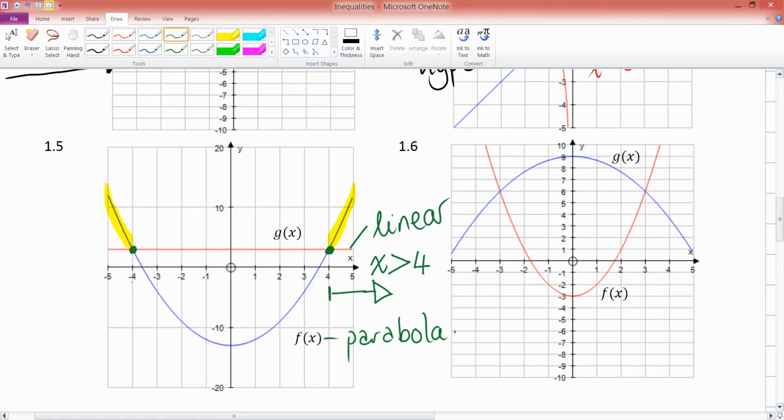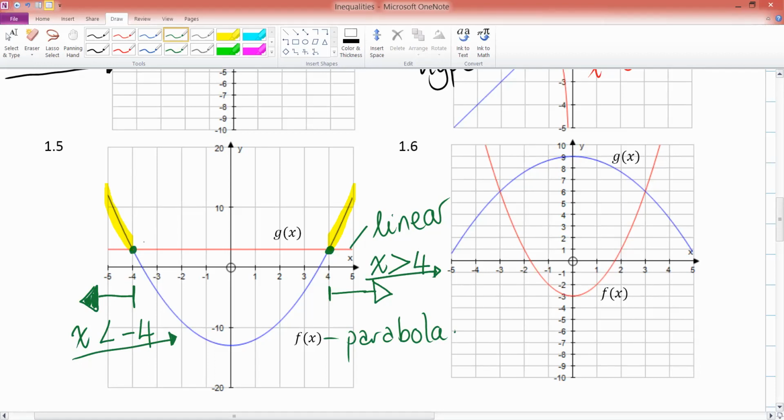Then it's everything going which way? From -4 that way. So x is less than -4. So like I said, if you shade two different portions, you're going to have two answers, and the arrowheads must match your inequality signs. So two answers because we've shaded two different portions of our graph.